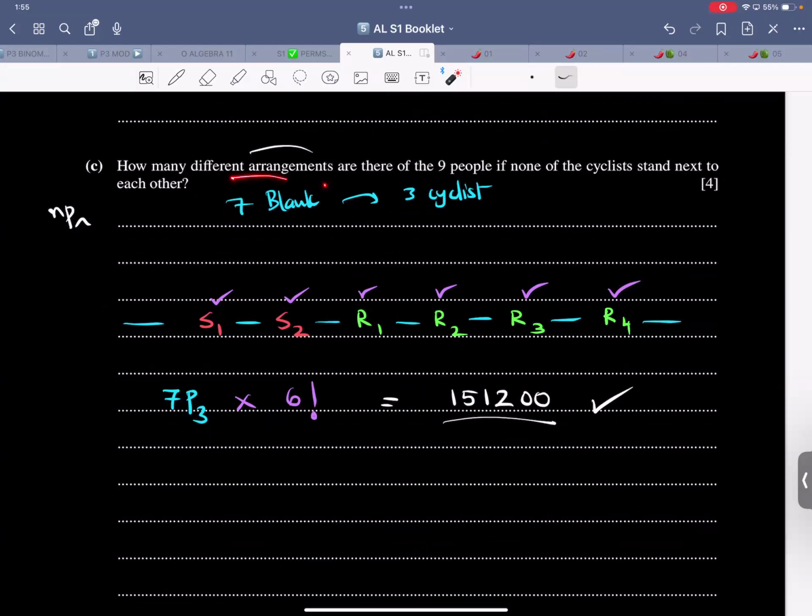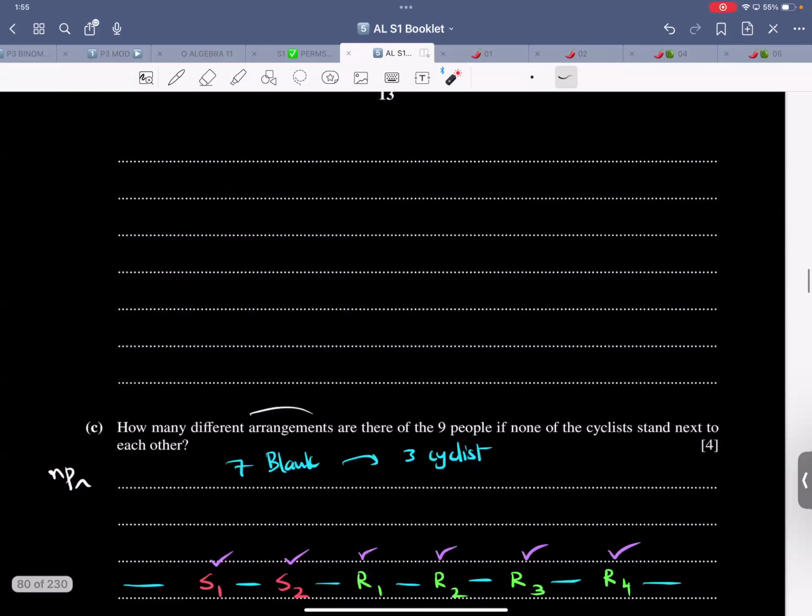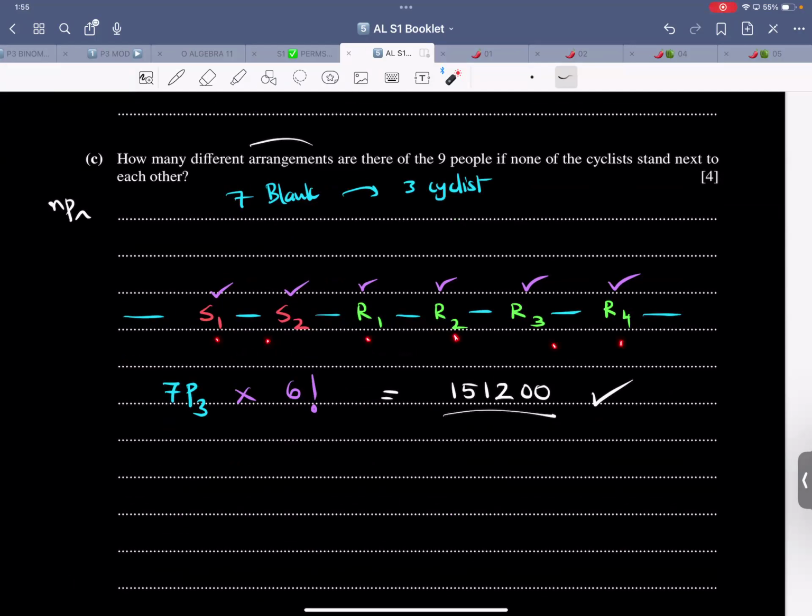How many different arrangements are there of the 9 people if none of the cyclists stand next to each other? So again, this is separated. So 2 swimmers, R stands for what? Runners, I think. So 2 swimmers, 4 runners, 3 cyclists are separate. They can go in these 7 possible blank spaces. 7P3 for the cyclists, 6 factorial for these 6 people, 151200.